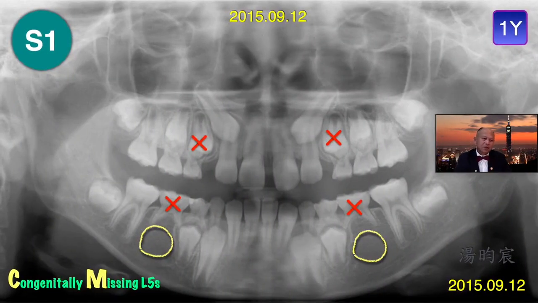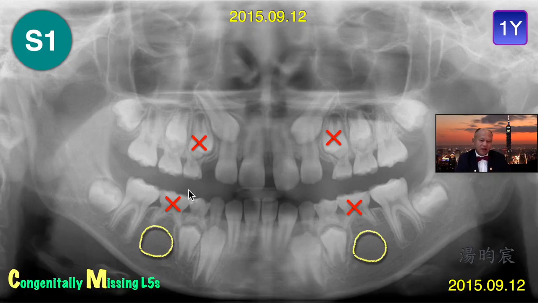So my treatment plan was to wait. So we waited 1 more year. The next year, when the patient came in, the lower E was still there. So I started to plan. I want to do a 2 or 3 stage treatment. Stage number 1, S1.